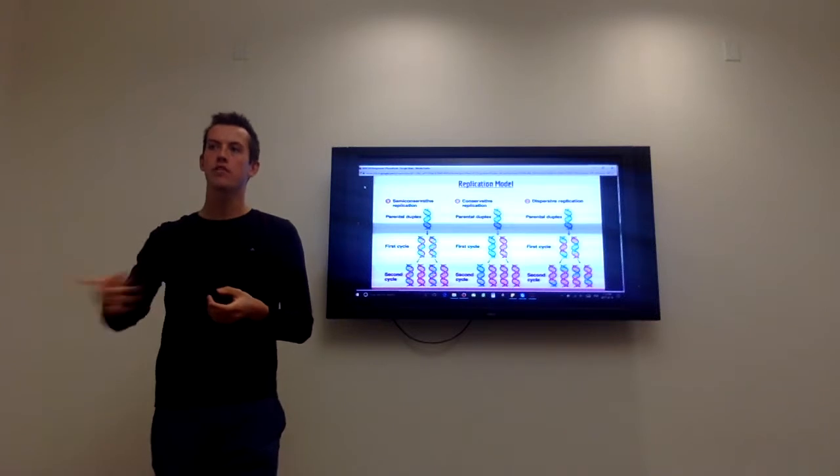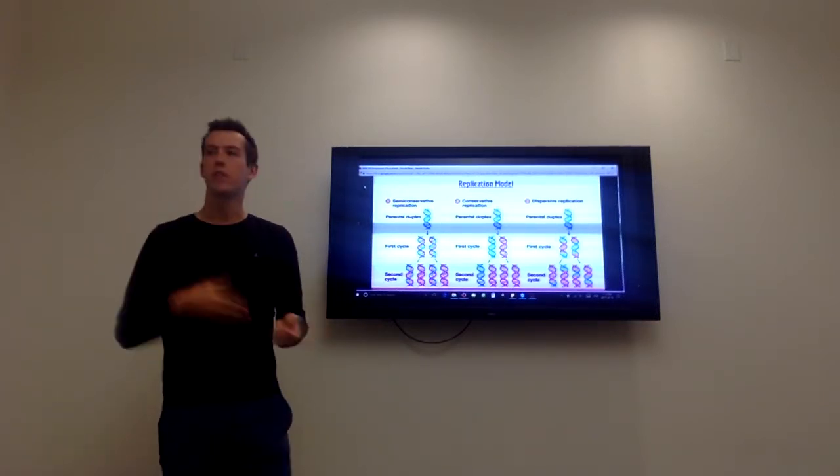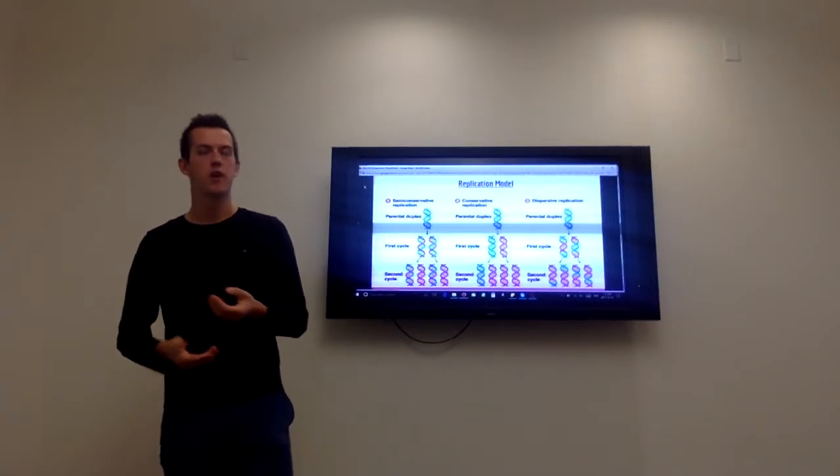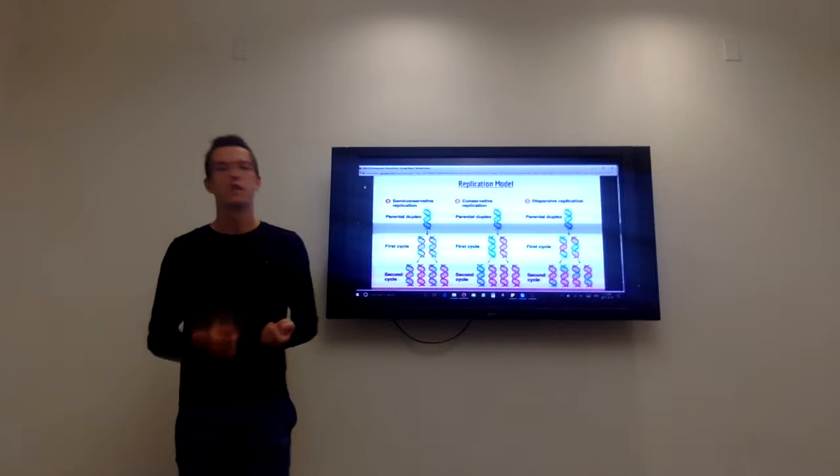And as the DNA copied itself, they could see that there was one strand that was heavier than the other. So that proved that DNA is semi-conservative, all right? That's part of the central dogma of the DNA.